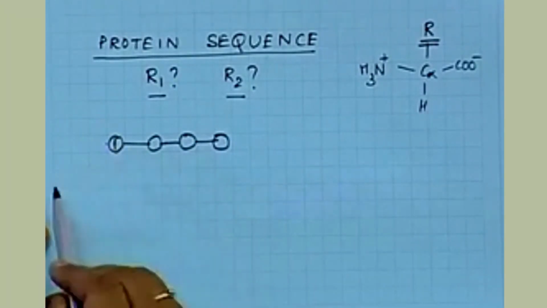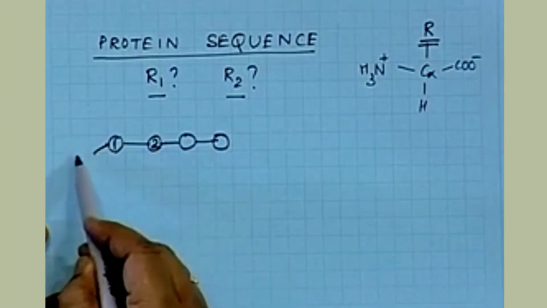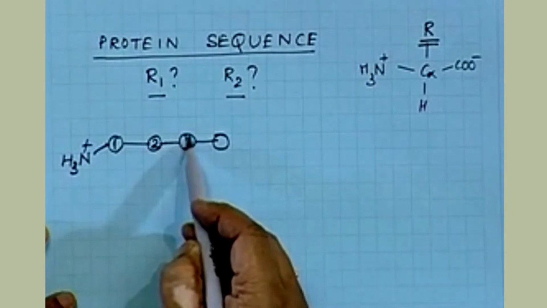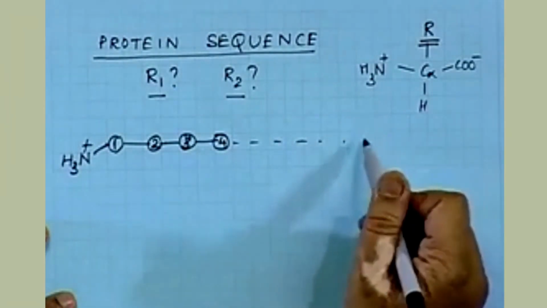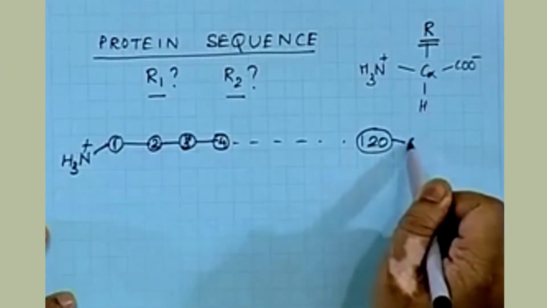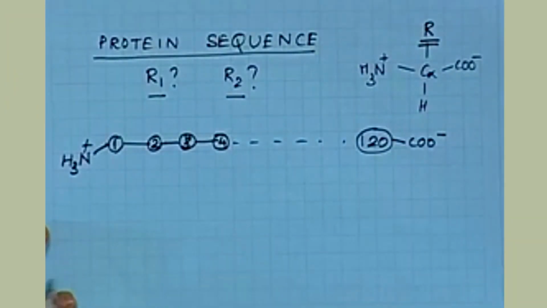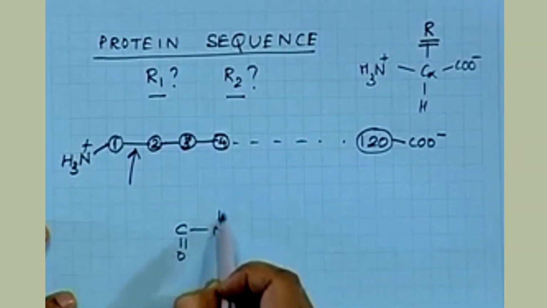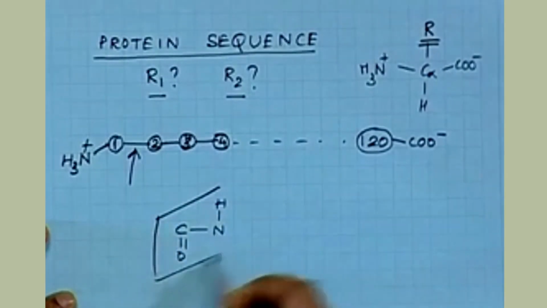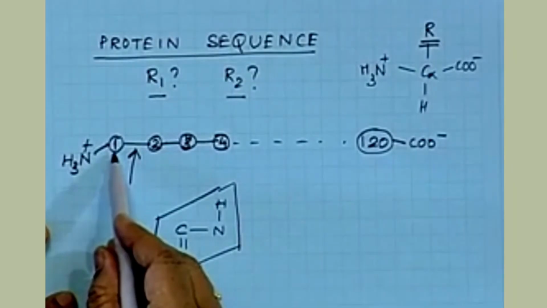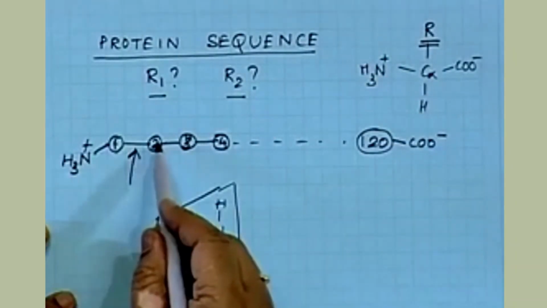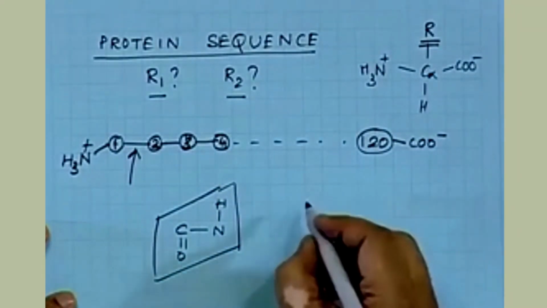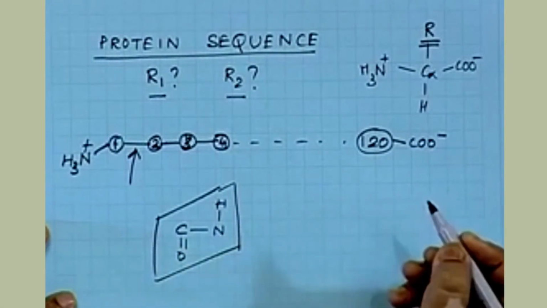So, if this is amino acid 1, this is amino acid 2, I know that this has to have the NH3 plus attached to it, 3, 4 and so on, say to 120. I know that this has to have the COO minus attached to it, and I also know that these linkages are nothing but peptide bonds. So, if this is the information that I know, I just need to know what R1 is, what R2 is, what R3 is, what R4 is, and so on and so forth. This is why we just write either the 3-letter code or the 1-letter code.